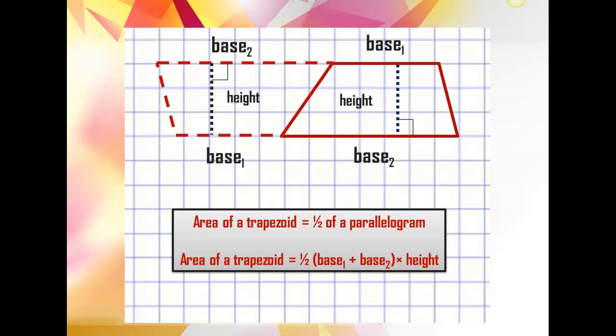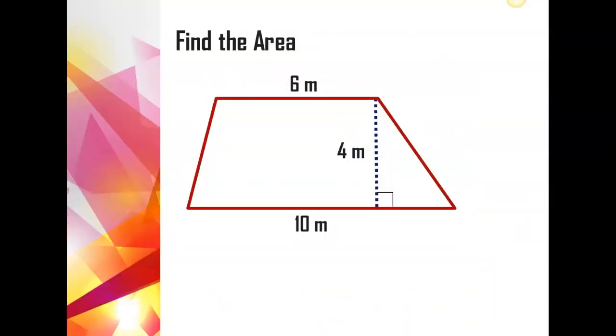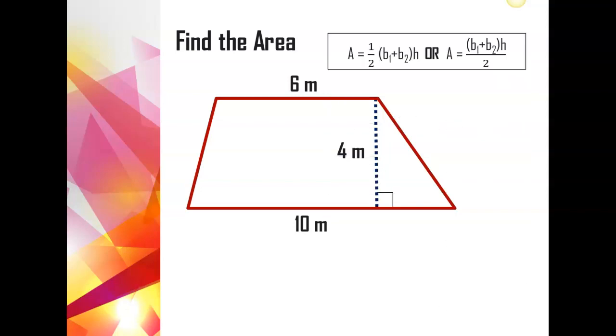Let's take a look at some examples. To find the area of this trapezoid, we can apply the area formula. There are two common ways to write the formula. The first is to multiply 1/2 times the two bases added together times the height. The second is to add the two bases together, multiply that times the height, and then divide by 2. For this first example, I'll show you how to solve using both formulas.